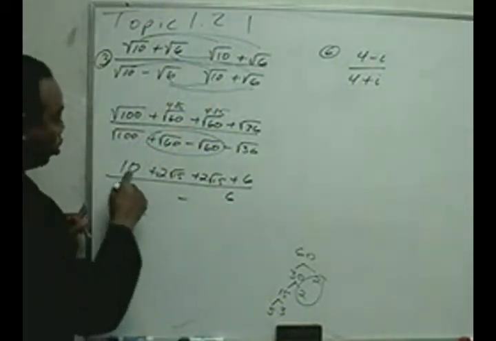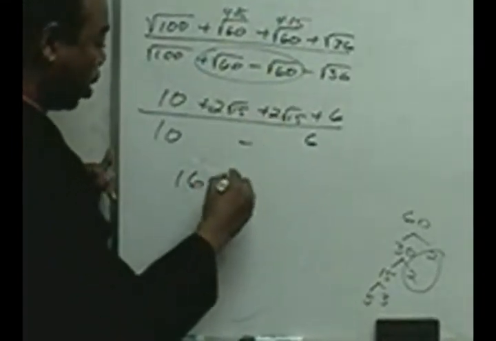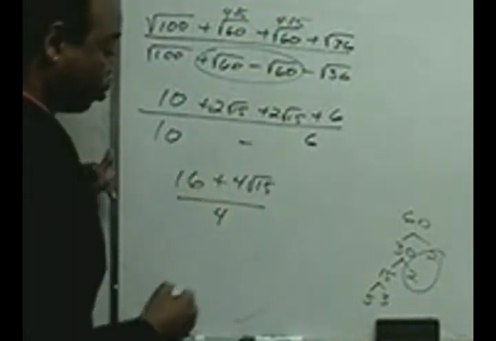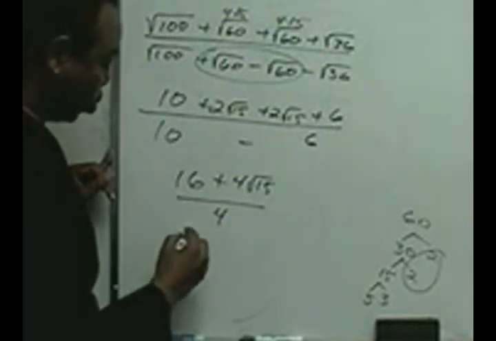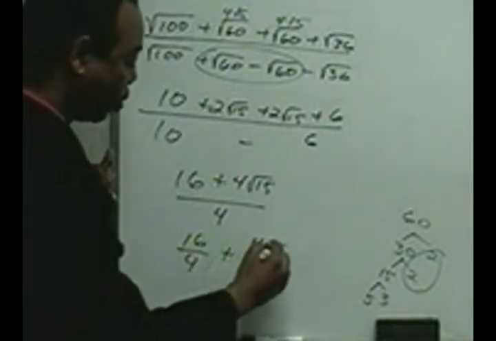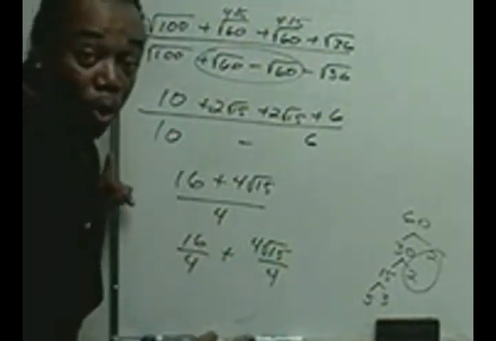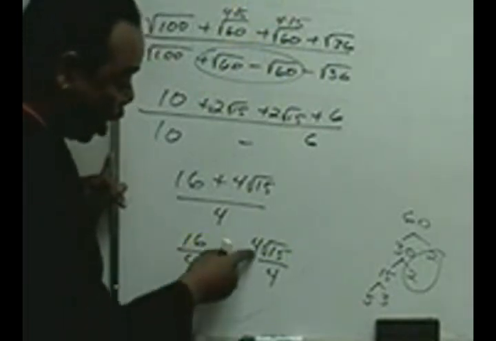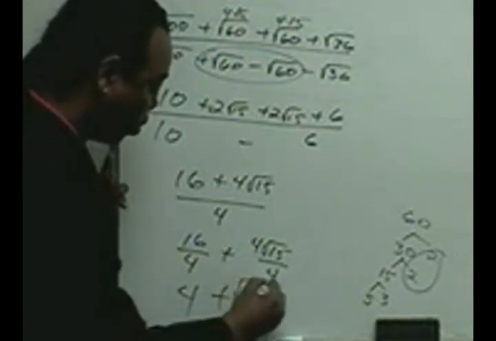Okay. So the 10 and the 6 can combine to become a 16. These two can combine to become a 4 square root of 15. And the 10 and the 6 combine to become a 4. Now, since the 4 can simplify with both of these, I'm going to break this fraction into two parts: 4 underneath the 16 and 4 underneath the 4 square root of 15. The reason why I'm splitting this up is because we can get more simplification. 16 over 4 simplifies down to 4. As 4 square root of 15 over 4 simplifies to the square root of 15.